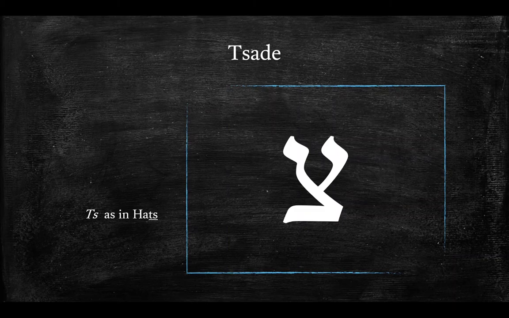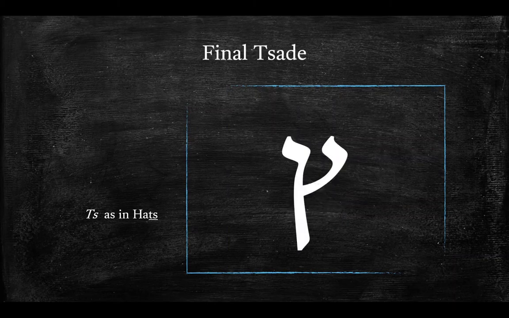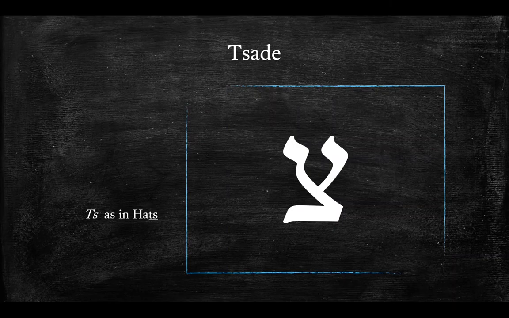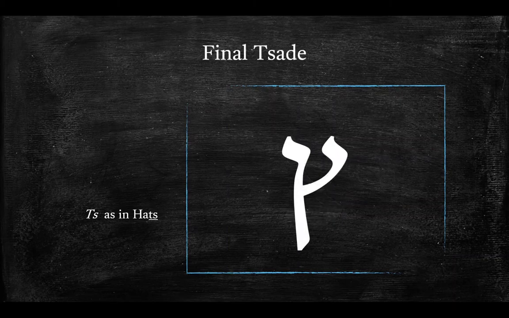Tzade is next. TS, as in the word hats, that's the sound that tzade makes. Tzade. Tzade has a final form as well, and you can guess once more, the vertical stroke goes all the way down below your handwriting line, and that's how you recognize this is a final form of tzade. The normal form that isn't final is a little more angular with the left brush stroke there. That's how you can recognize a tzade from, say, an ayin. The final form, that line just gets straightened out and it goes below the handwriting line. So tzade.